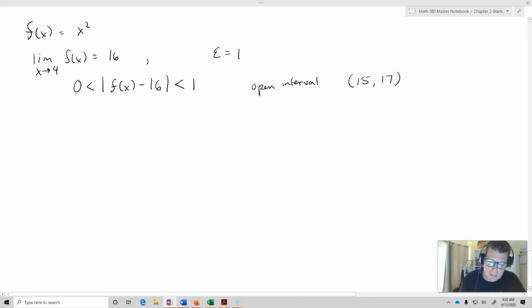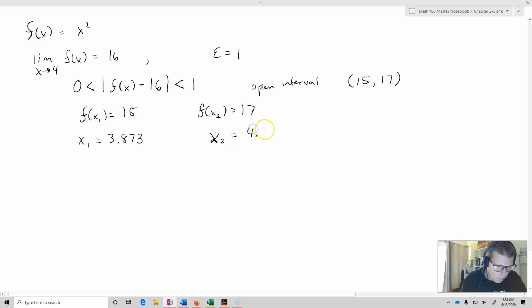So what we're going to do is set f of x1 equal to 15 and f of x2 equal to 17. And so consequently, that gives me that x1 will equal 3.873, and then x2 will equal 4.1231. Now we're going to go find our deltas based upon x1.